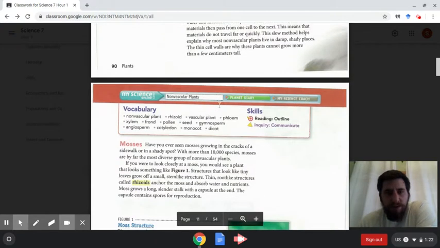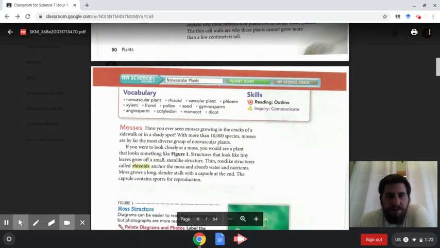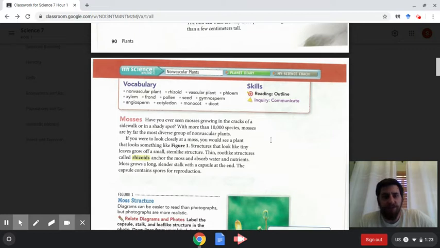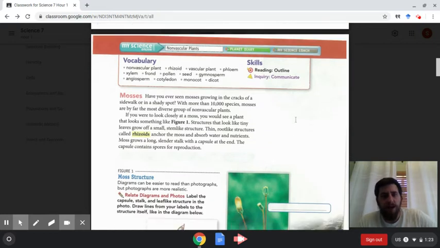Some vocabulary we'll talk about coming up here: non-vascular plant, rhizoid, vascular plant, phloem and xylem. Of course, that's for transportation in vascular plants. Frond, pollen, seed, gymnosperm, angiosperm, cotyledon, monocot, and dicot.